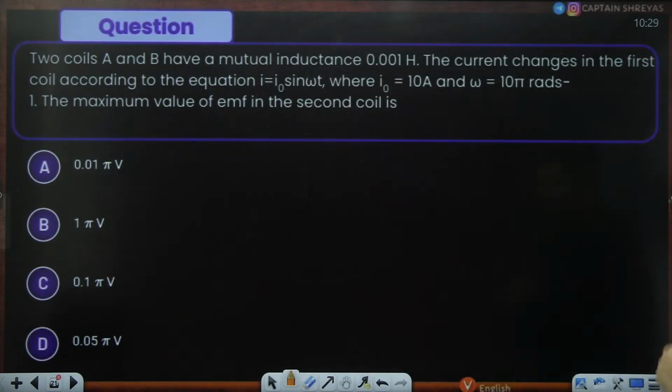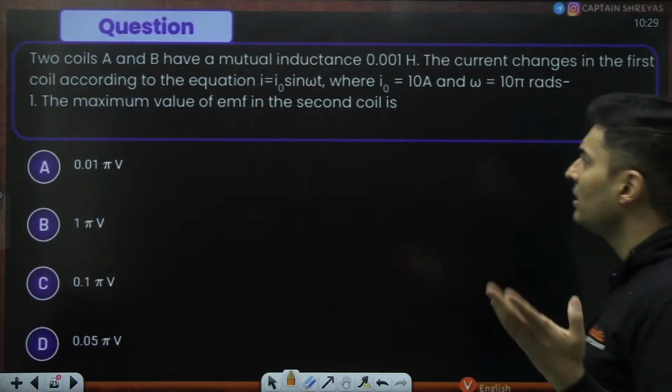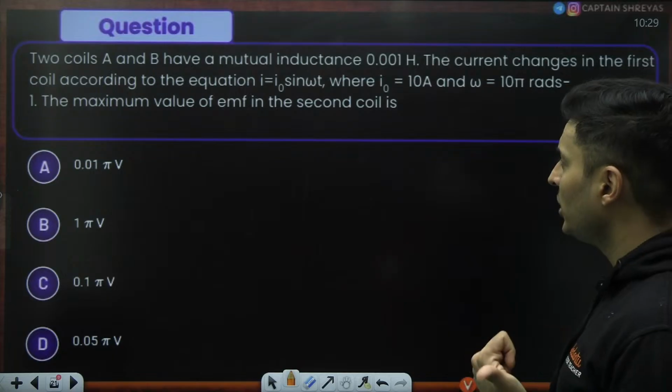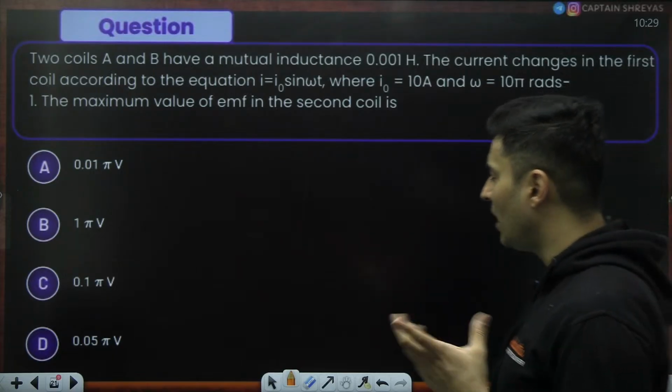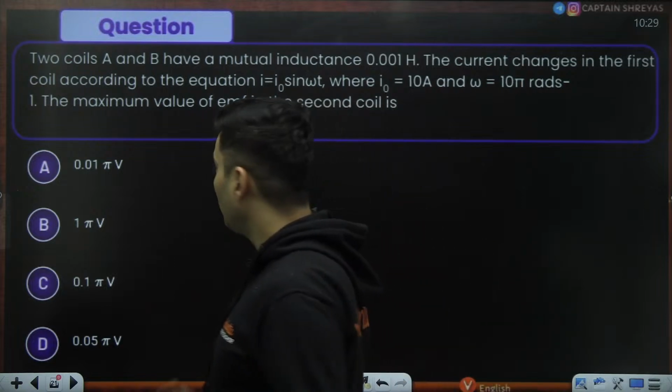Two coils A and B have a mutual inductance. The current changes in the first coil according to the given equation, where I naught is this much and omega is this much. The maximum value of the EMF in the circuit is? Okay, mutual inductance is given, current is given. So how do I find the EMF? Is it related somehow? Just try to recollect.